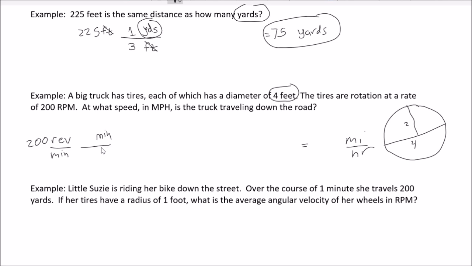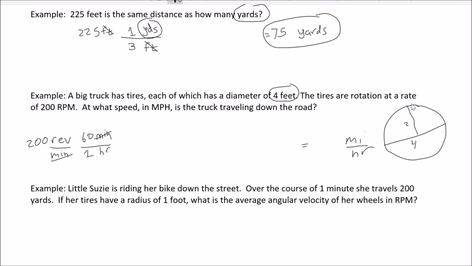And we need to turn minutes into hours. Do we know how many minutes are in an hour? I hope so. You should know that there are 60 minutes in 1 hour. So the minutes cancel out. We now have revolutions per hour. So hour matches hours. We're done with the denominator. Now we're going to focus on turning revolutions into miles. And that's where it gets a little bit fun.